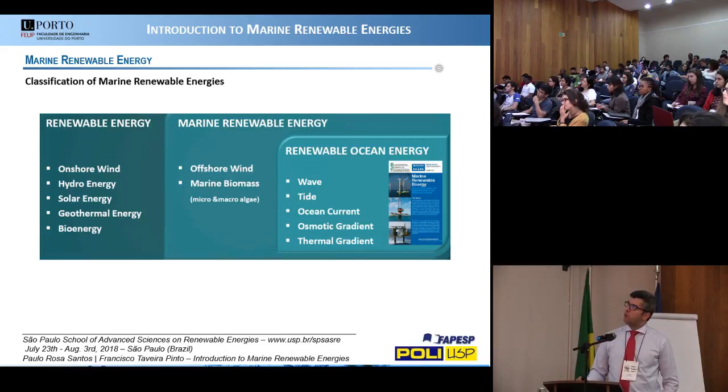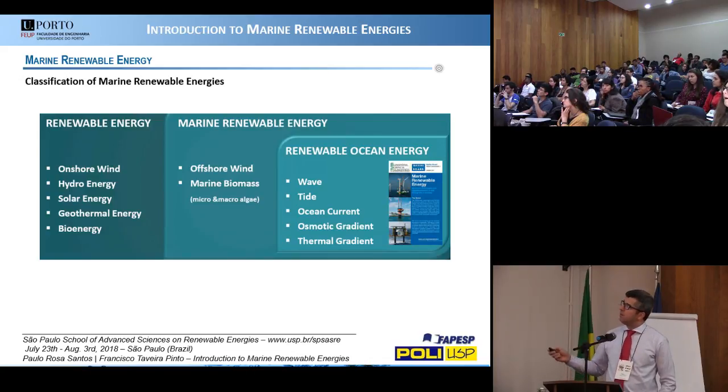To have a clearer view, we can put together waves, tides, ocean currents, the salinity gradients and the thermal gradients in this set, and we call that ocean energy. If we add to that the offshore wind, marine biomass, and eventually the wind and the sun harnessed in the sea, we have the marine renewable energies, okay? But we also have these traditional renewable energies, okay? So this talk is focused on this and this, okay? So the renewable resources that are directly or indirectly related to the sea.